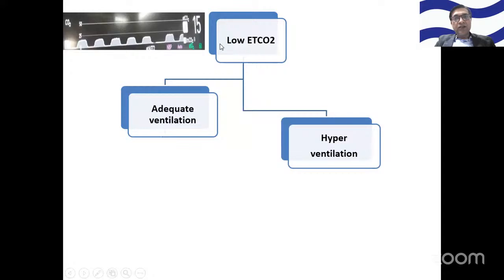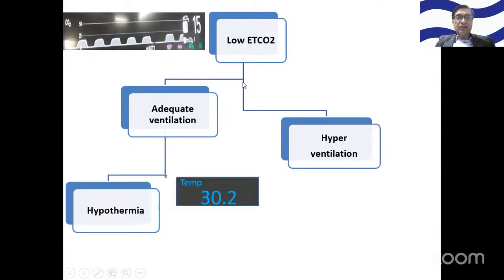Now, again, there could be two scenarios. If the patient is hyperventilating, let's say an acidotic patient who is having a high respiratory rate, then in that case, CO2 can get washed out and cause low EtCO2. But here it looks like the patient is ventilating quite normally, right? The respiratory rate is not very high. So with adequate minute ventilation, your respiratory rate is normal, your tidal volume is okay, and it is still causing low EtCO2. What could be the clinical scenarios?